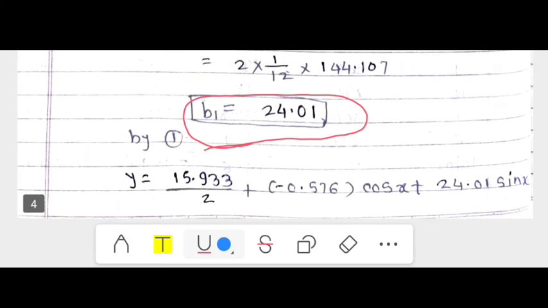By substituting these Fourier coefficients a0, a1 and b1 in the Fourier series expansion up to the first harmonic, we get y is equal to 15.933 divided by 2 plus minus 0.576 into cos x plus 24.01 sin x, which is the required Fourier series expansion up to the first harmonic. In this way we calculate the Fourier series expansion up to the first harmonic.